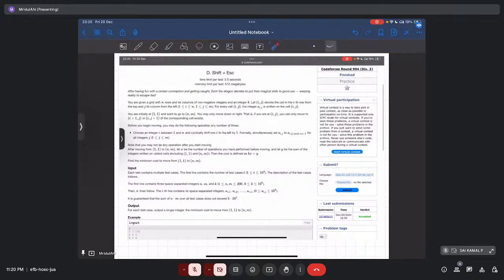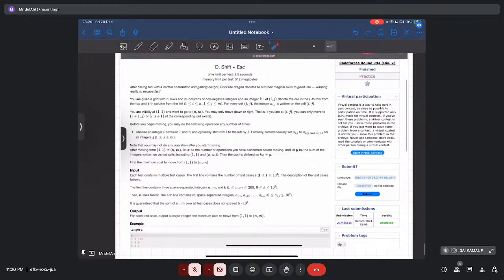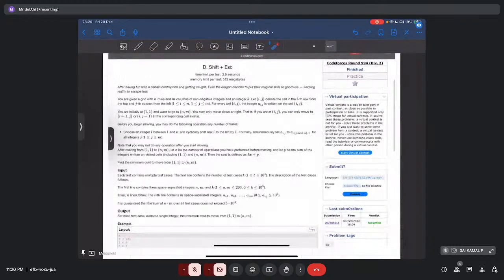So we start with problem D. In this problem, we have a grid of n rows and m columns of non-negative integers and an integer k. We have to reach from cell 1, 1 to cell n, m, and in every step, we can either move down or right. That means we can either increase i by 1 or j by 1.